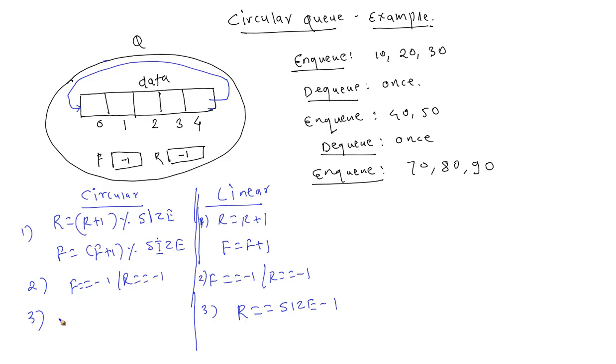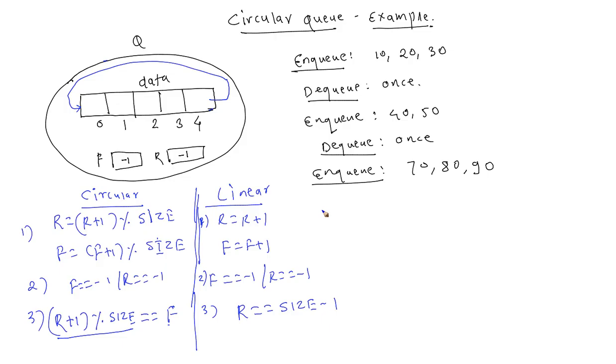Here the Q full condition is R plus 1 mod size is equal to F. R after incrementing, if that is equal to F, then that is the Q full condition, right? Whatever the value of R, we increment it by 1 in the circular fashion, and if that incremented value of R is equal to F, then the queue is full. So these are some differences and similarities between circular queue and linear queue.